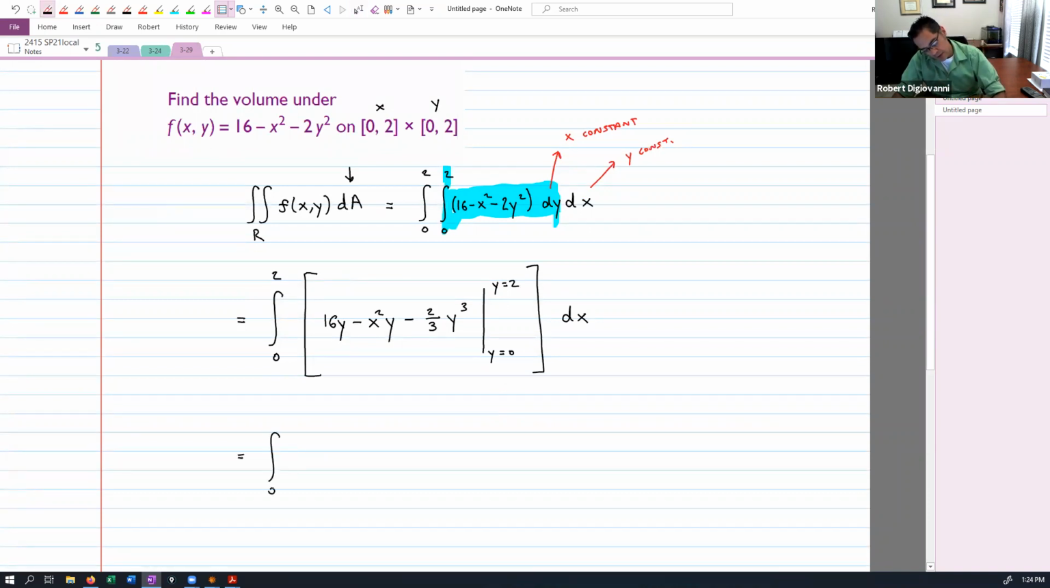Okay, so integral, let's see, 0 to 2. Let's go ahead and do this. Remember how fundamental theorem of calculus works, right? You plug in the stuff for 2 first, and then you plug in the stuff for 0. So this stuff goes in first. If I replace all my y's with 2, see what we get. 16 times 2 is 32. Minus x squared times 2, that's minus 2x squared. And then if I replace this with 2, I get 2 cubed, that's 8. Times 2 is 16, so I get minus 16/3.